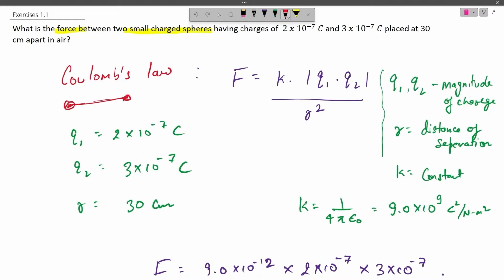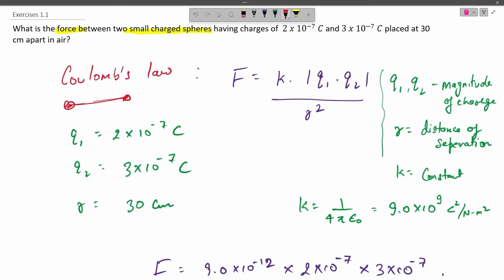Now this can be summarized in a mathematical equation like this. Fe equals K times Q1 Q2 divided by R square, where Q1 and Q2 are the magnitudes of the charges, R is the distance of separation, and K is the constant, and for air it is 9 × 10^9 coulomb square per Newton meter square.